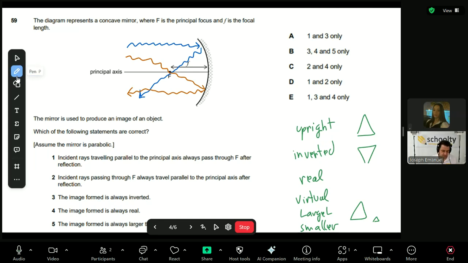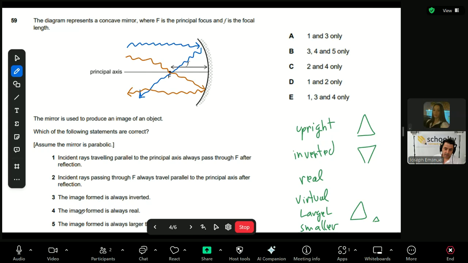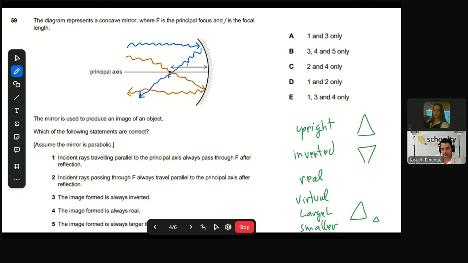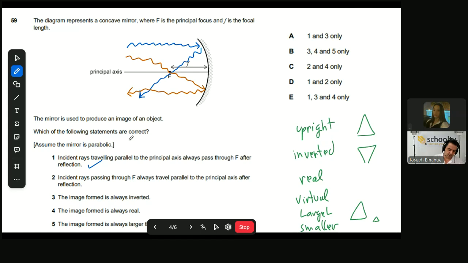Let's see the question. What we have here are some statements. Statement number 1: incident rays traveling parallel to the principal axis always pass through F after reflection. Yeah, of course. If they are parallel to the principal axis, they reflect through F. Okay, one is good.